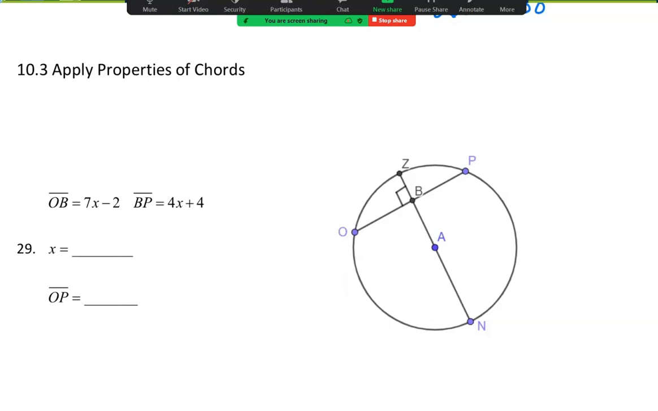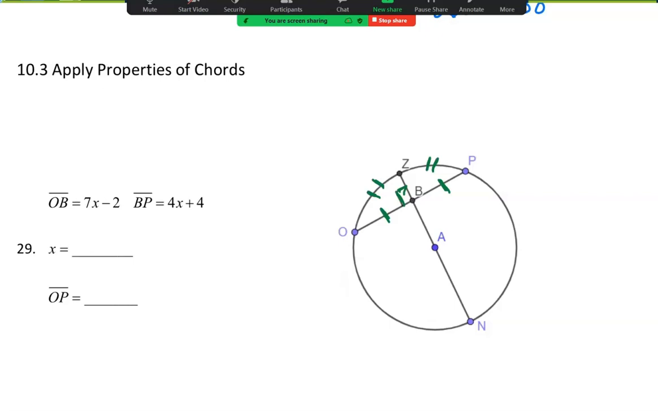All right, so we have chords. So OP is a chord. It goes from one side of the circle to the other and does not go through the center in this situation. It does, however, cross the diameter. If it crosses the diameter, a couple of things happen. You get a right angle, which I see right here. This piece is equal to this piece, and this arc is equal to this arc.